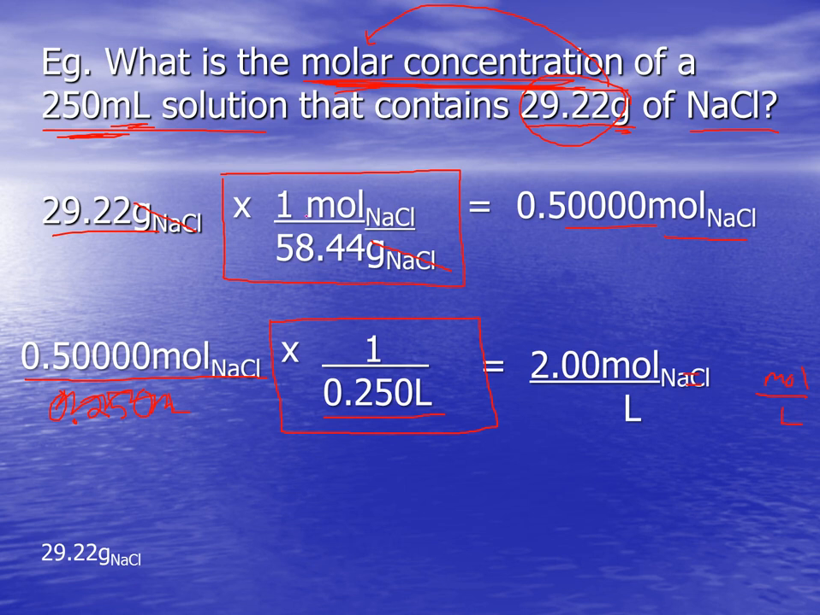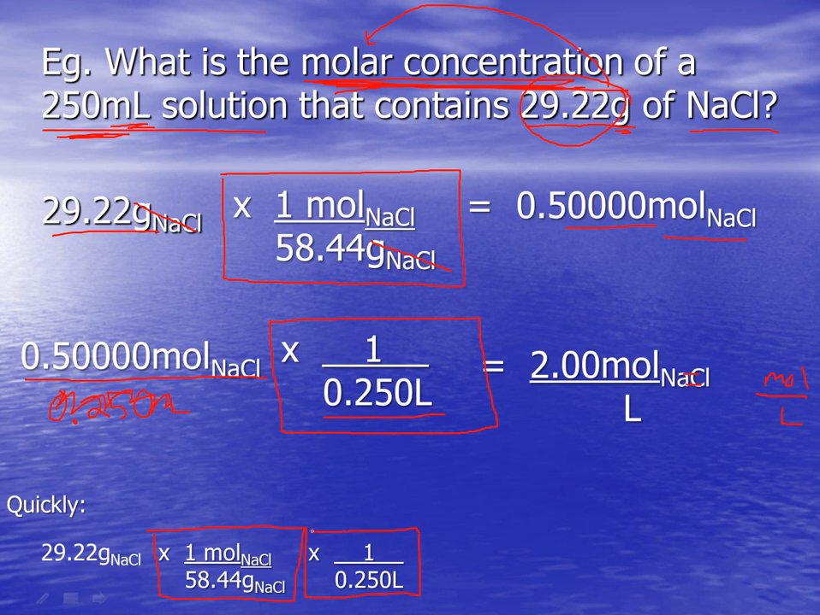Now, this is the slower way of doing it, where you do each step, you write out the answer, and use it in the next step. Quicker way of doing it, as I have down here, quickly we can take the same mass, we can apply the first conversion factor that'll get us to moles. We don't need to write out what the moles is. We can just apply the second conversion factor, which is taking our liters, and again, another reason why you might want to not divide by it, but instead multiply by 1 over 0.25 liters.